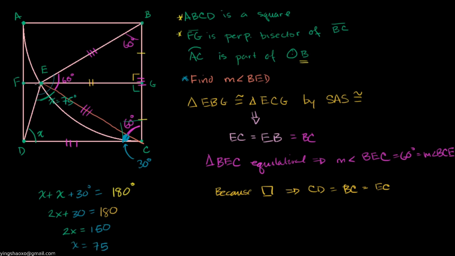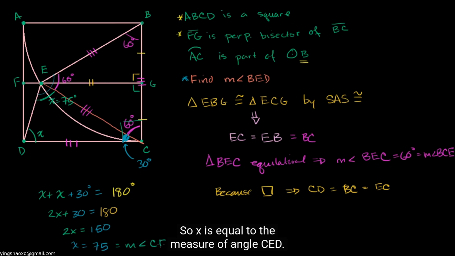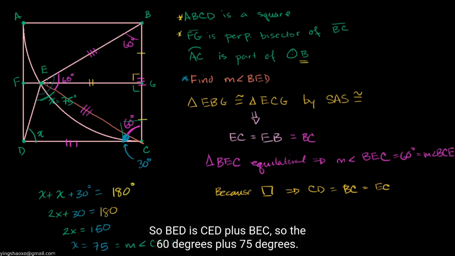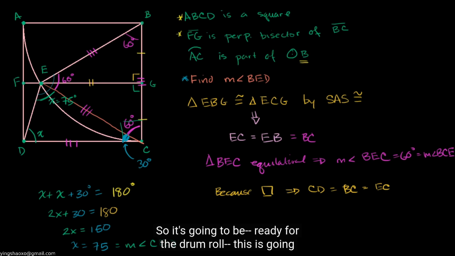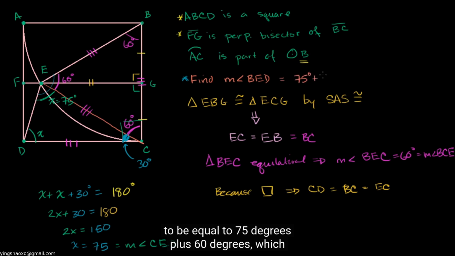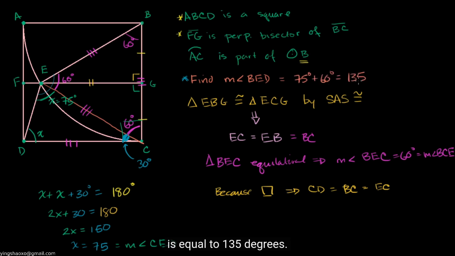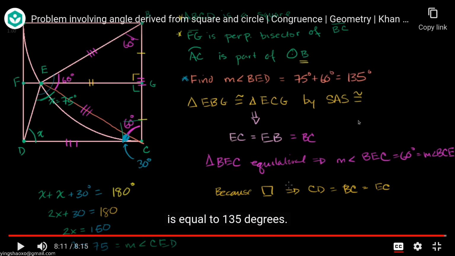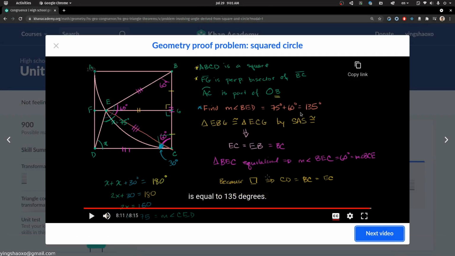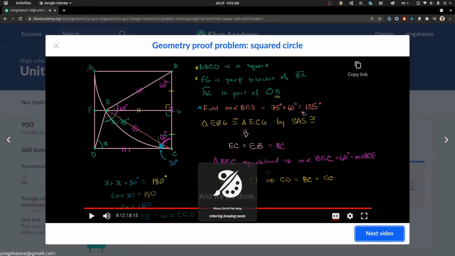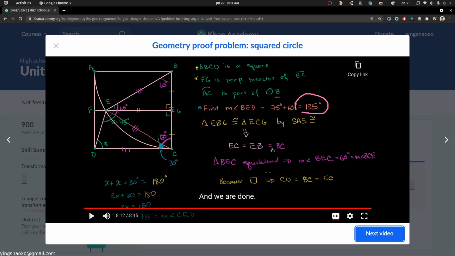We need to figure out angle BED. Well, x is equal to the measure of angle CED. So BED is CED plus BEC. So the 60 degrees plus 75 degrees. Ready for the drum roll, this is going to be equal to 75 degrees plus 60 degrees, which is equal to 135 degrees. So we are done. We successfully figured out the final result, which is 135 degrees.